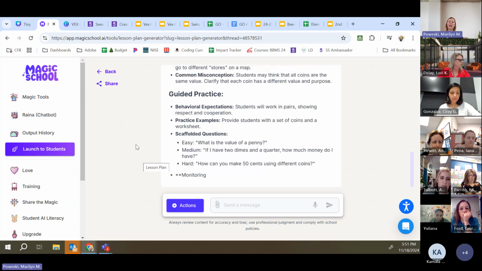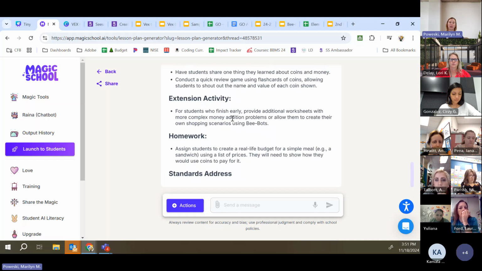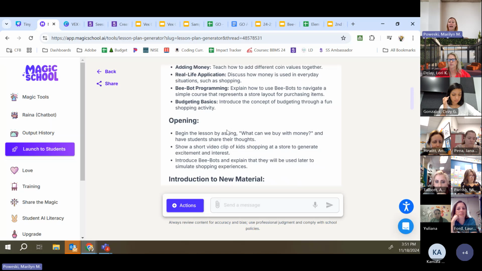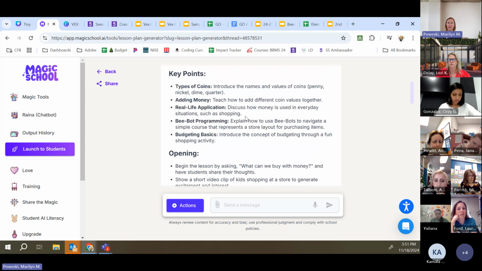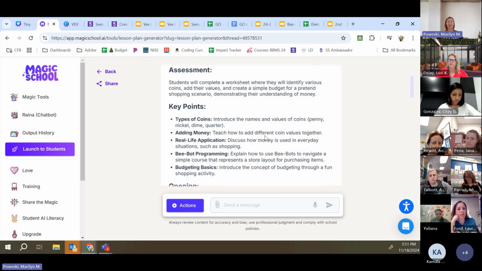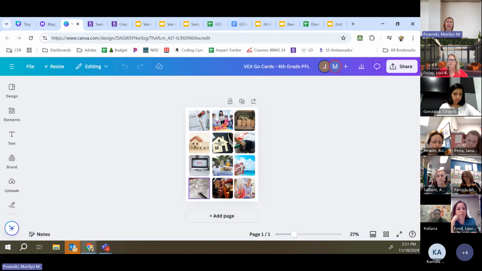What can we buy with money? Ooh, I love that. It also gives some ideas for how you could prompt them or start them off, like what conversations you could have. So begin the lesson by asking, what can we buy with money? So it's giving you some of those questions to help you get started, show a short video clip, introduce the B-bots, budgeting basics, complete a worksheet, simple budget. Ooh, okay. So maybe they have different items that cost different amounts of money. Maybe we're pulling in those pictures and we have different items that cost different amounts of money. And we've got a picture of something.